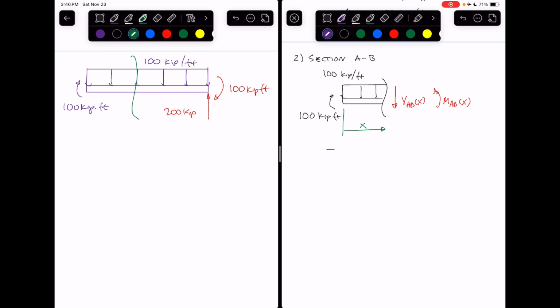And we do the sum of the forces in y equal to 0. And I would have minus VAB of x minus 100 kip per foot over the length x equal to 0. And I would have the sum of the moments about the cut equal to 0.